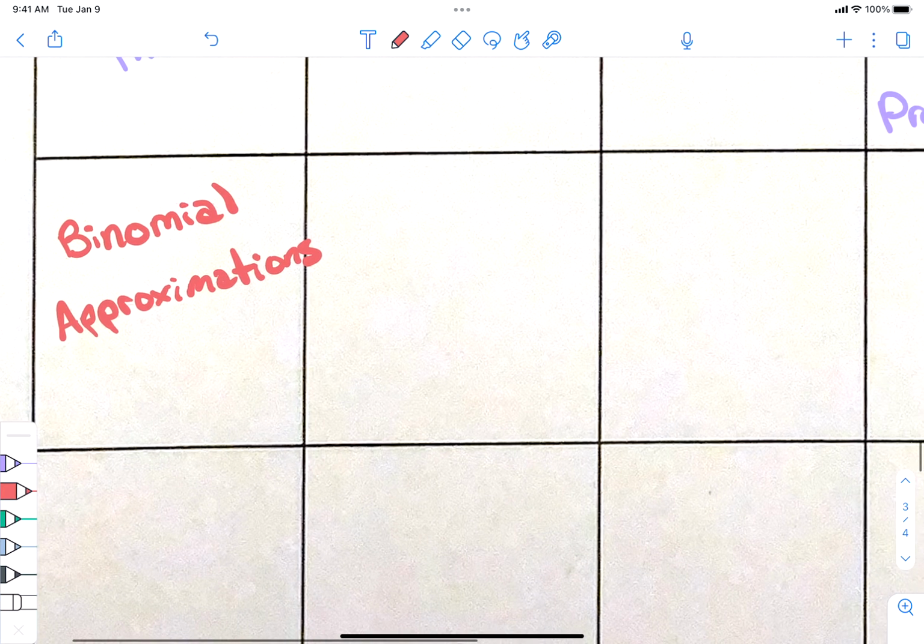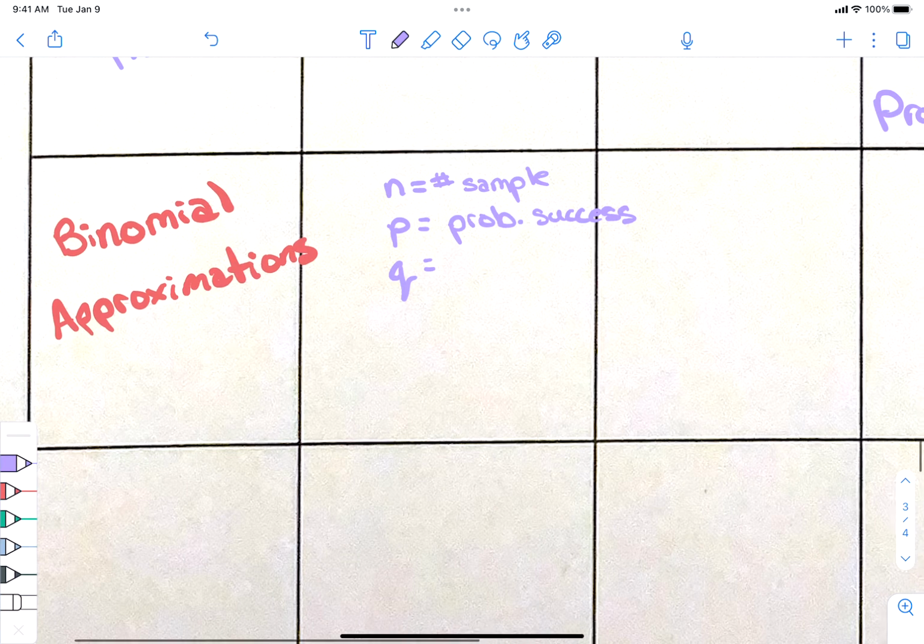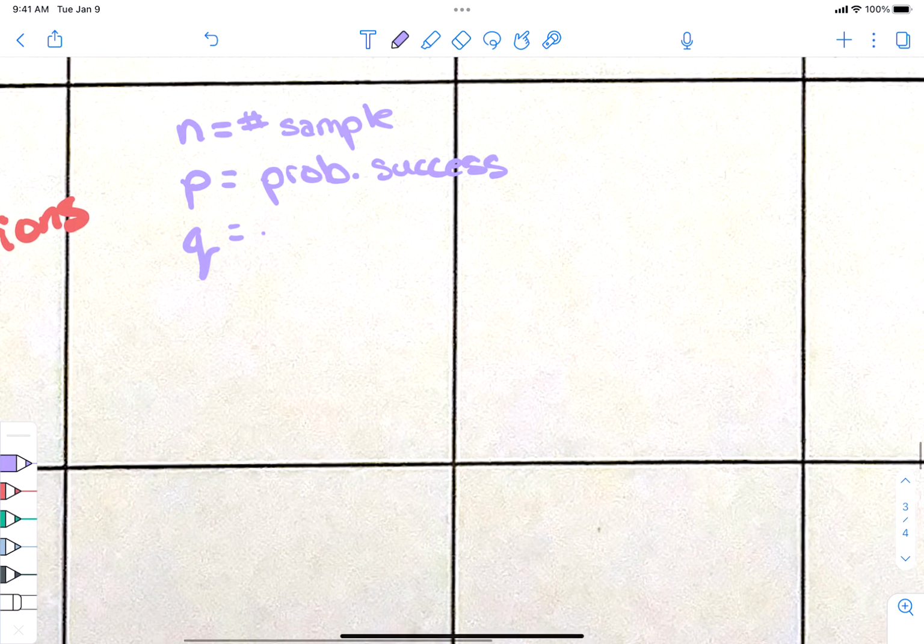Okay, so in a binomial approximation, there are things that you need. First, n, which is the number in your sample or the total number. You need p, which is the probability as a decimal. We'll say probability of success. It doesn't necessarily always mean success. It's just whatever you're talking about. Q, they will usually never give to you. And q is another probability, so it's the probability of failure.